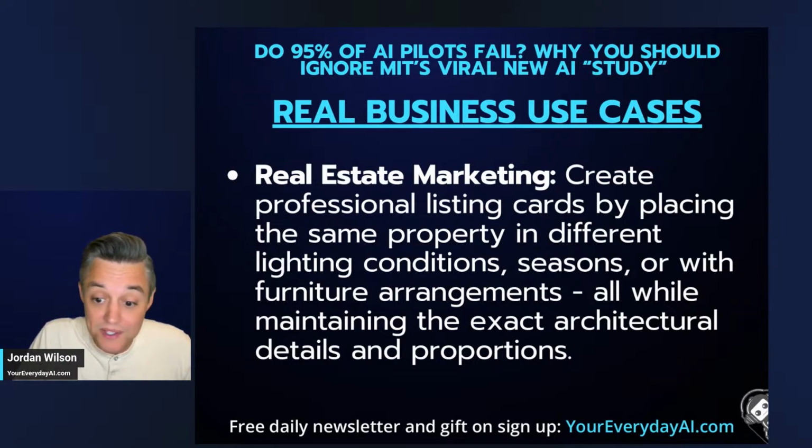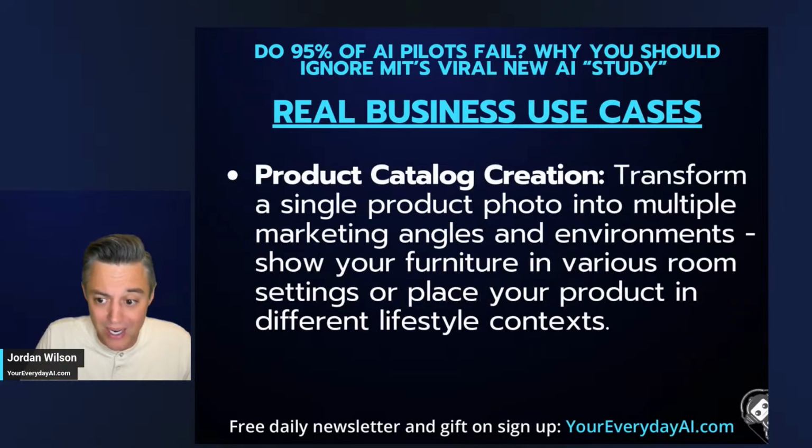So real estate marketing, this is huge, y'all. You can create professional listing cards by placing the same property in different lighting conditions, seasons, or with different furniture arrangements, all while maintaining the exact same architecture details and proportions. So the same way that you can have character consistency with humans, think about everything you can do on the inside, right? If you're building out new warehouse plans, whatever it may be, this is great.